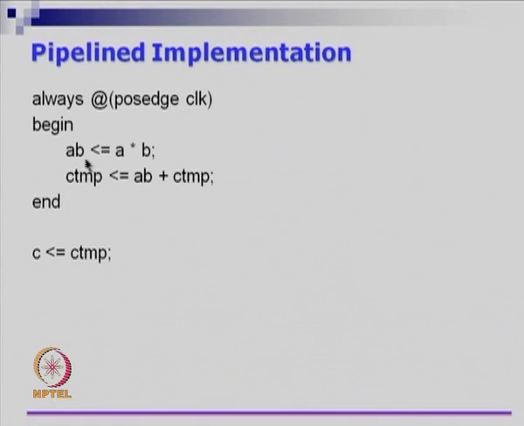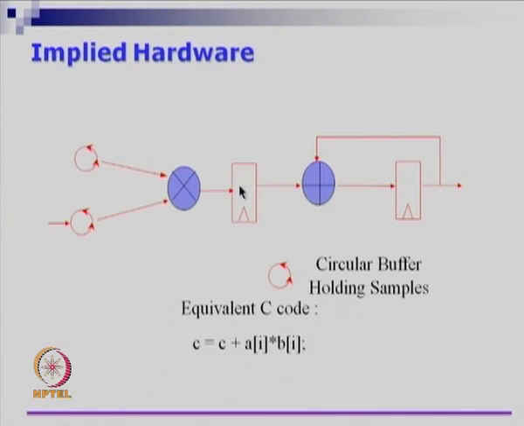So if we go and look at this, AB is a register, C temp is a register. So we have a register called AB, we have a register called C temp. We have a multiplier and an adder which feed into AB and C temp respectively. If A and B are going to come from circular buffers, this multiplier will take one set of values at a time. A circular buffer is nothing but a set of values that are in a ring.